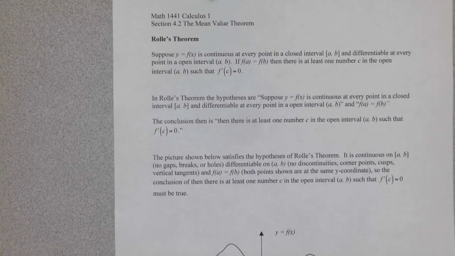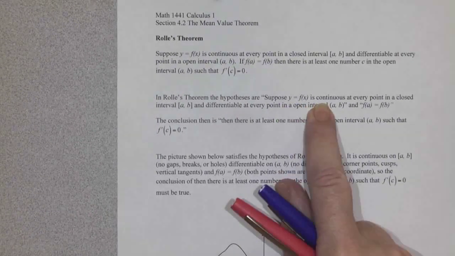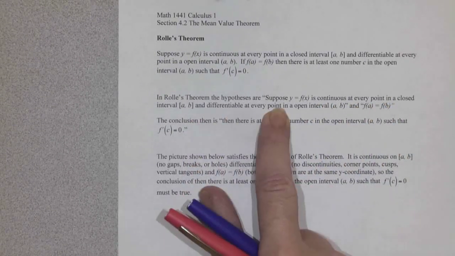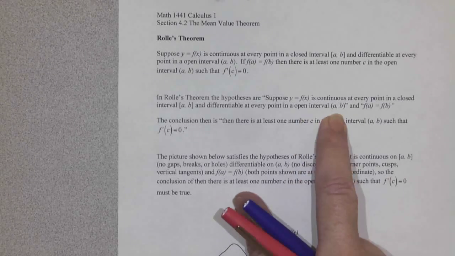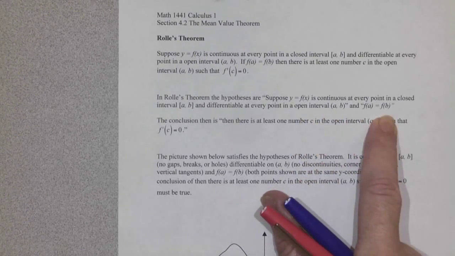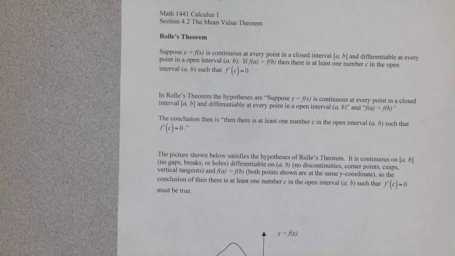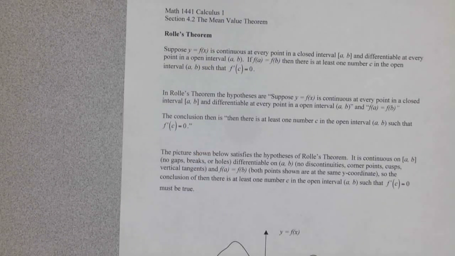In Rolle's theorem, the hypotheses are here. Suppose y equals f of x is continuous at every point in a closed interval a to b, differentiable at every point in an open interval (a, b), and f of a equals f of b. So Rolle's theorem has three hypotheses: continuity on the closed interval, differentiability on the open interval, and then equality at the endpoints, f of a equals f of b. The conclusion then is that there is at least one number c in the open interval (a, b) such that f prime of c equals 0.